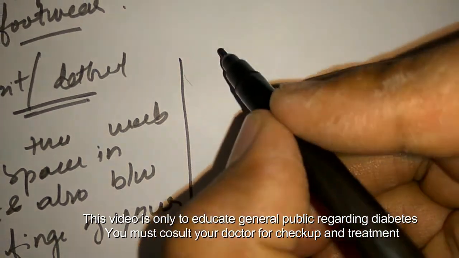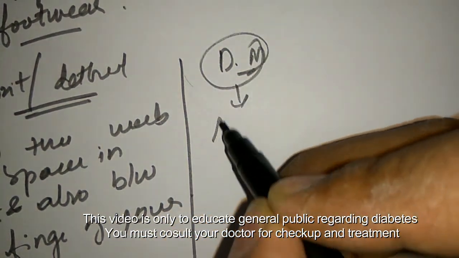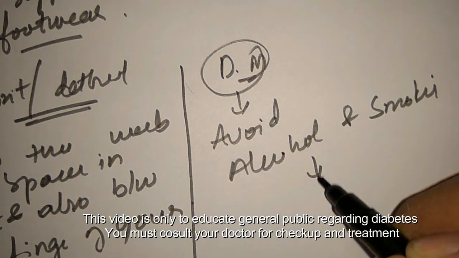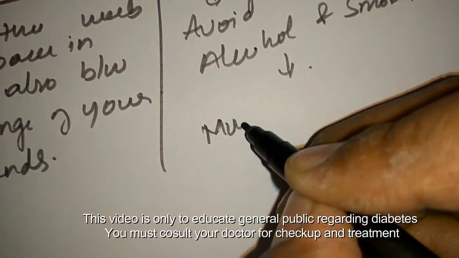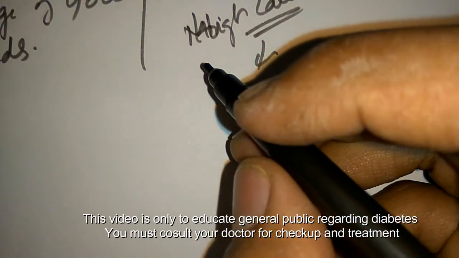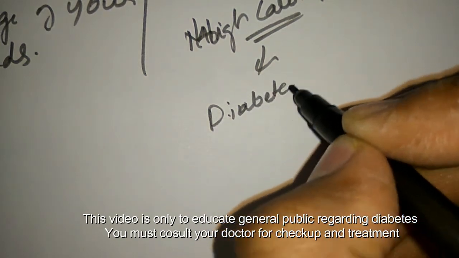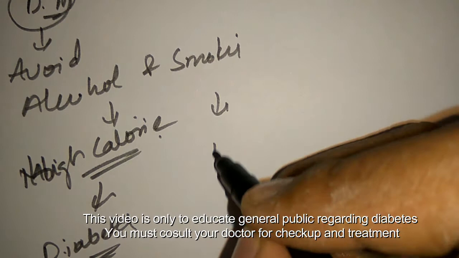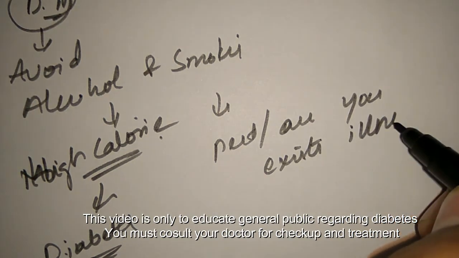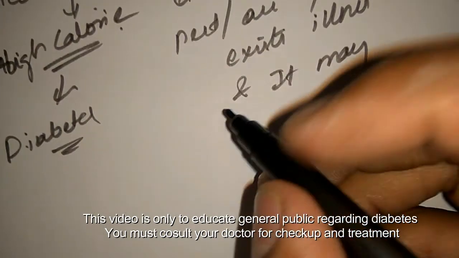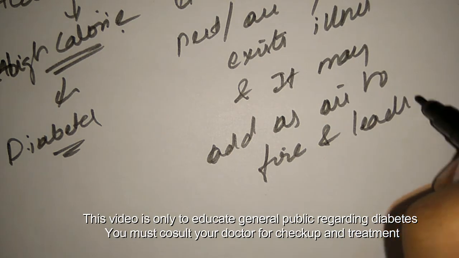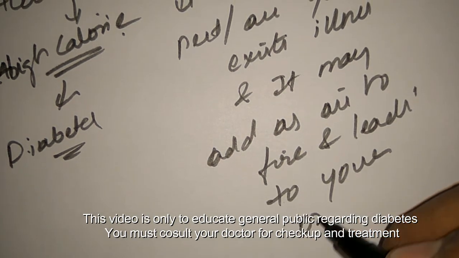Also, these individuals must strictly avoid alcohol consumption and smoking, as alcohol has a very high calorie content and may itself exacerbate your diabetes. And smoking may perpetuate or attenuate your existing illness, adding fuel to the fire and leading to organ damage.